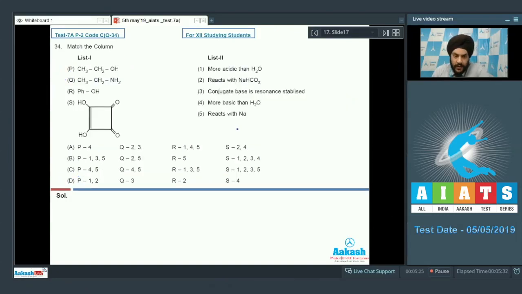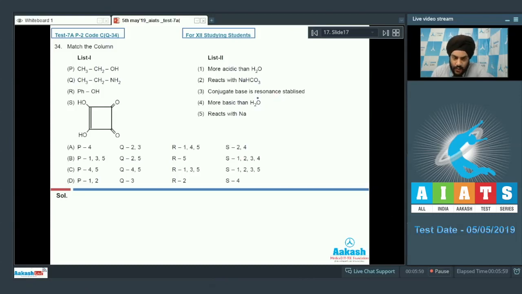Question number 34. So we have been given some compounds in list 1 and we have been given some properties in list 2. So we have to match entries given in list 1 with entries given in list 2. If you talk about the P option, we have ethanol. Ethanol is not more acidic than H2O, it will not be a match. Ethanol does not react with NaHCO3, it is also not a match. Conjugate base is resonance stabilized. The conjugate base of ethanol is not resonance stabilized, it will also not be a match.